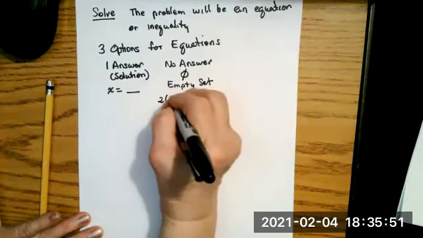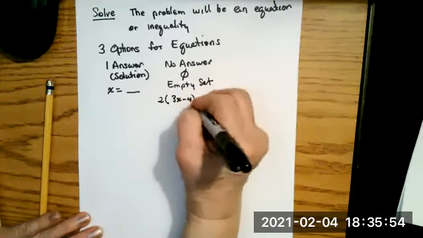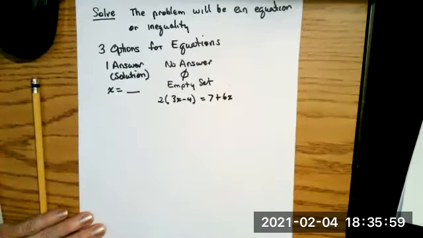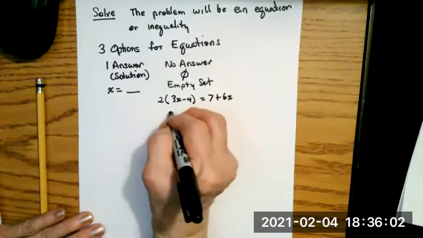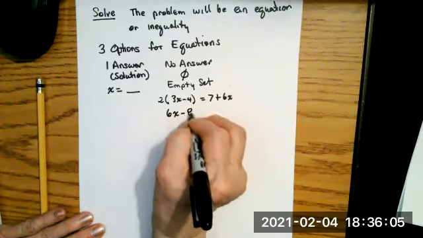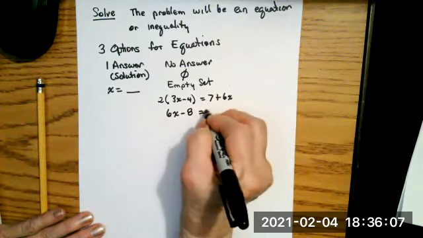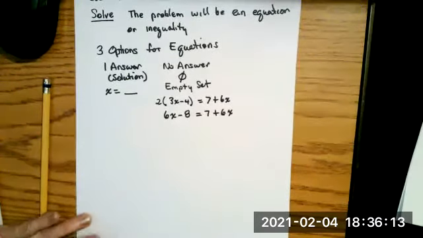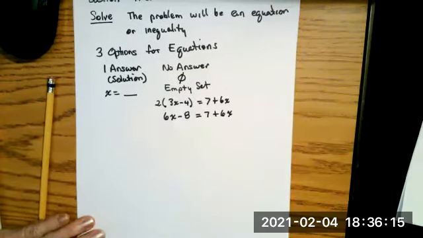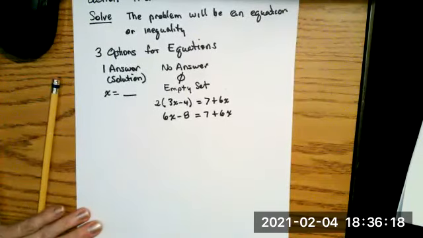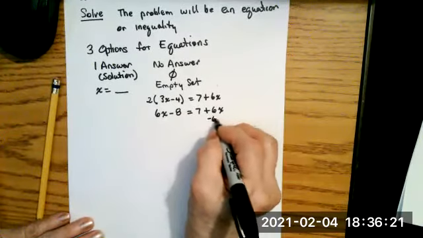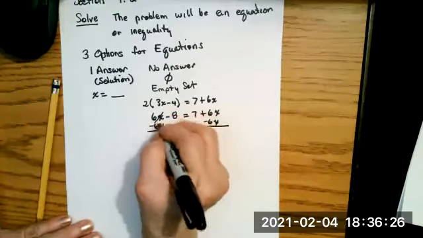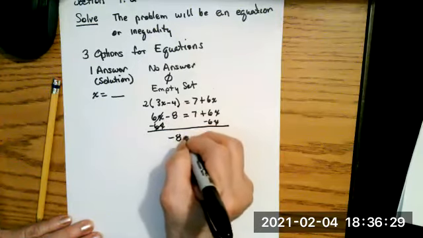If you have 2 times 3x minus 4 equals 7 plus 6x, let's say, and you're trying to solve this, you distribute your 2, and you get 6x minus 8 equals 7 plus 6x. Generally, we like to have our numbers on the right side and our letters on the left side. Tonight's assignment has some exceptions to that rule that'll make it a step easier for you if you don't do that. But let's see what we get here on this one.